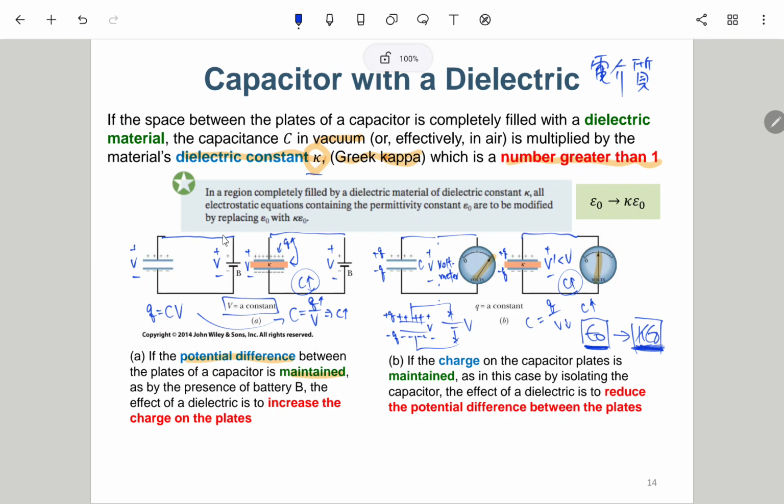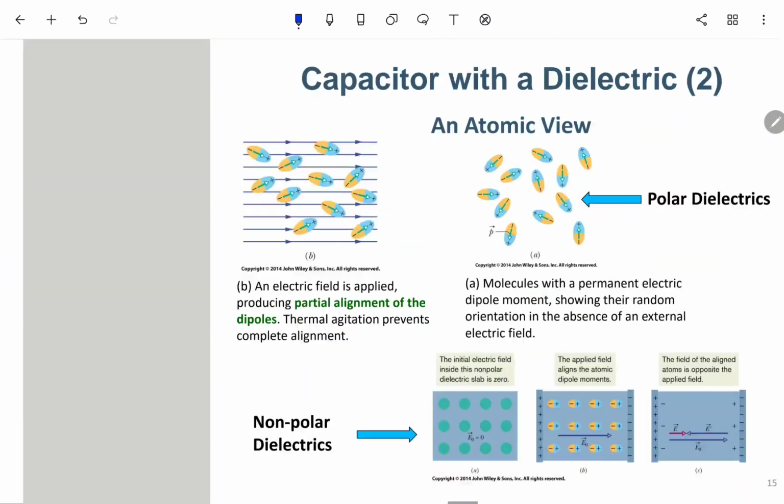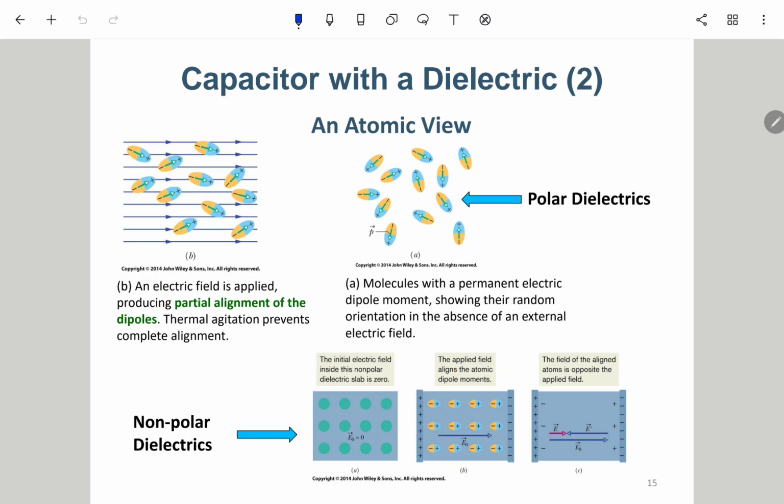So for both cases, we tried two different settings, and finally it turns out that if we put some dielectric inside the capacitor, replacing the air, the capacitance becomes larger. So this is the conclusion for these two simple setups. Here we try to talk about the capacitor with a dielectric from a more physics point of view, an atomic view, that is, looking at this from the atomic or molecular perspective.